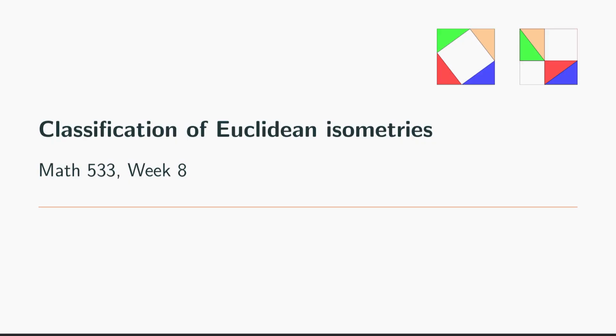Hi, welcome back to Math 533, Topics in Euclidean Geometry. In this, our last video for week 8, we're going to talk about one last example of an isometry, something called a glide reflection, and then we're going to talk about a beautiful theorem that classifies all of the Euclidean isometries.